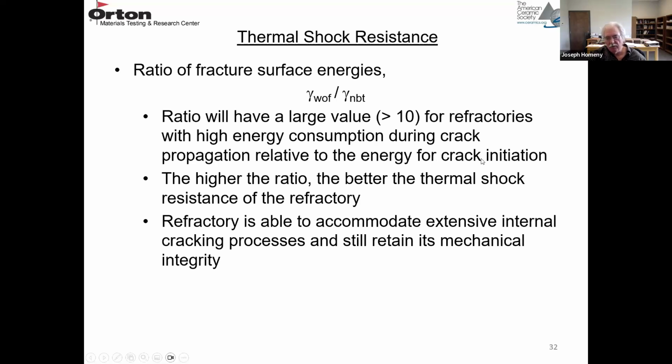Basically, you have a refractory material that has microcracks and pores present. Those are your flaws. So the higher the ratio, the better the thermal shock resistance. And a refractory accommodates extensive internal cracking processes, but it still retains its mechanical integrity. So when you design a refractory, you design it to fail gradually. You really want to avoid any kind of catastrophic failure.